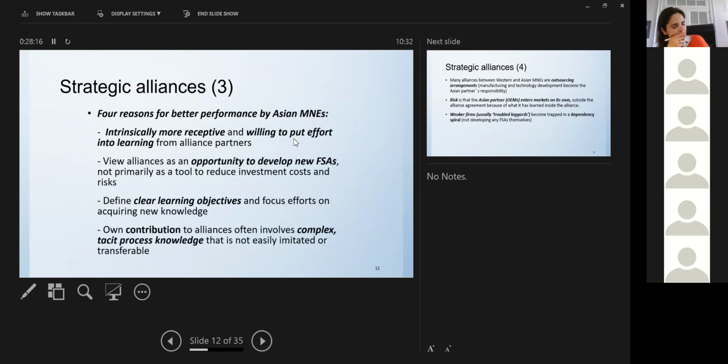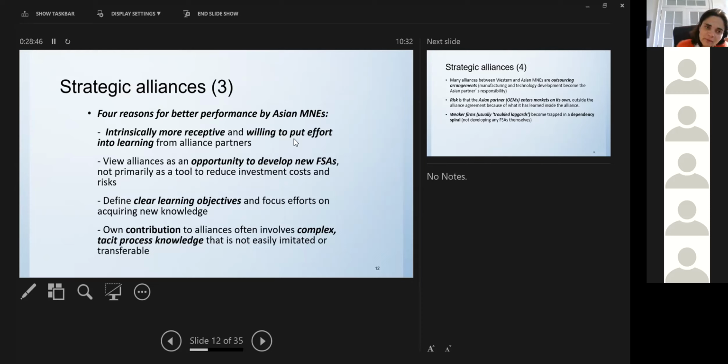Well, it has to do with receptiveness. First, the explanation that they find by studying, and also by qualitative research, because you really need to interview both counterparts and see what they get out of the alliance, is that the Asian company was maybe more receptive and more willing to put effort into learning from the alliance partner.